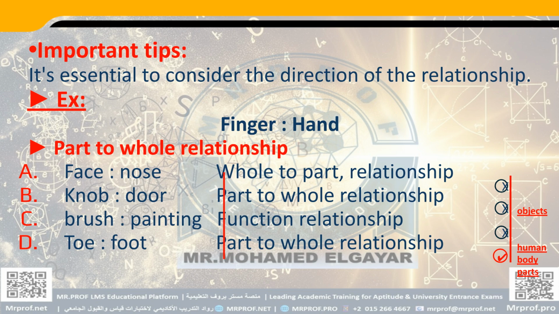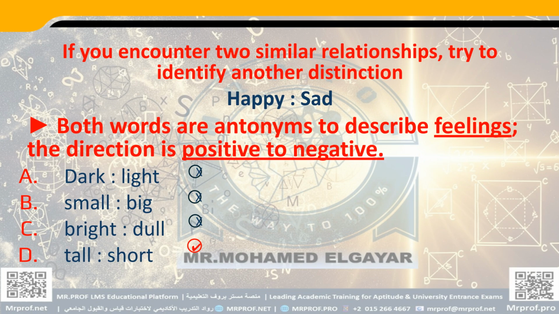A crucial tip is to consider the direction of the relationship. For the pair finger hand, the relationship is part to whole. When evaluating options, ensure they follow the same direction. Toe foot maintains the part to whole relationship, while face nose reverses it to whole to part. If you find multiple options with similar relationships, look for an additional distinction. Happy, sad are antonyms describing feelings, specifically positive to negative. Other antonym pairs like dark, light, or small, big may not share the additional context or direction.